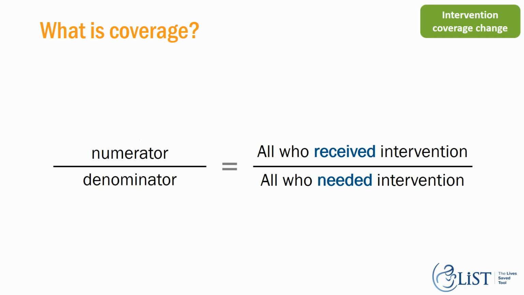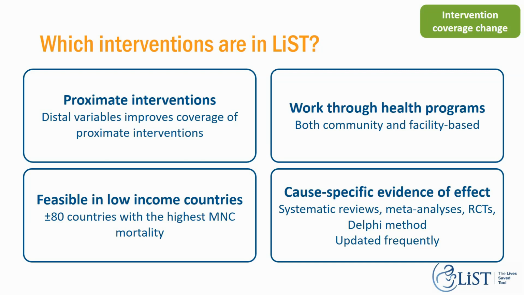For intervention coverage change, just to take a step back and remind ourselves of what a coverage indicator is, it's the number of people who have received an intervention divided by the number of people who actually needed that intervention. And the interventions that are included in LiST have to fulfill all of these criteria. It needs to be a proximate intervention, meaning that there's either a direct link to mortality or a link that goes through a risk factor.